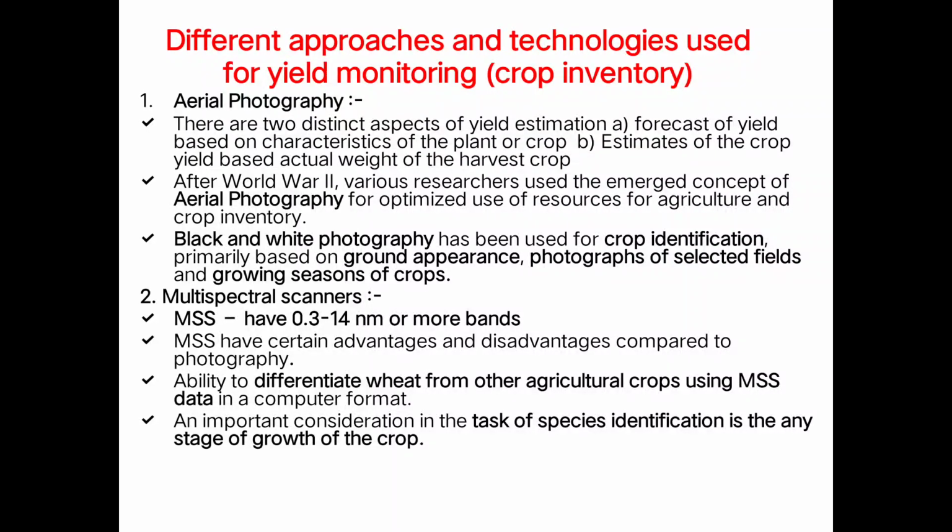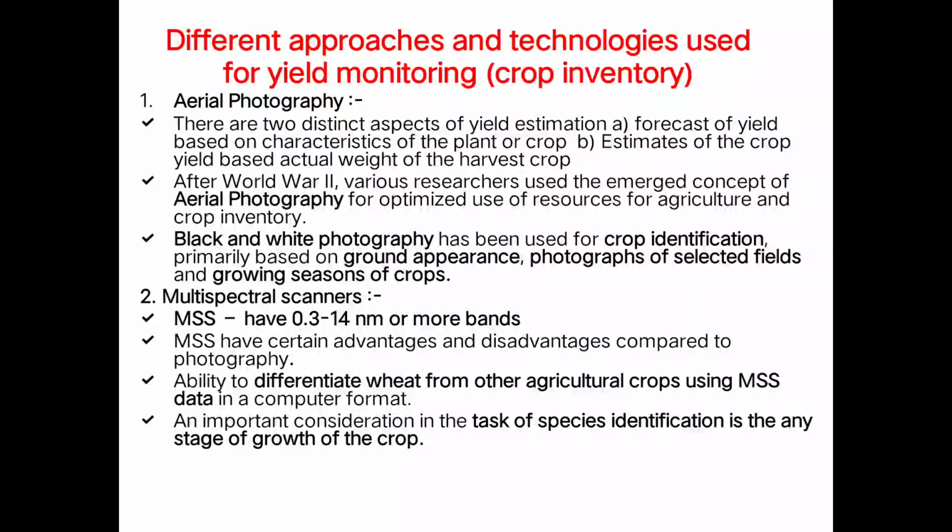Then after the World War II, the various researchers that used the emerged concept of the aerial photography for the optimized use of the resources for the agricultural and the crop inventory. Then the black and white photography has been used for the crop identification, primarily based on the ground appearance photographs of the selected fields and the growing seasons of the crop.